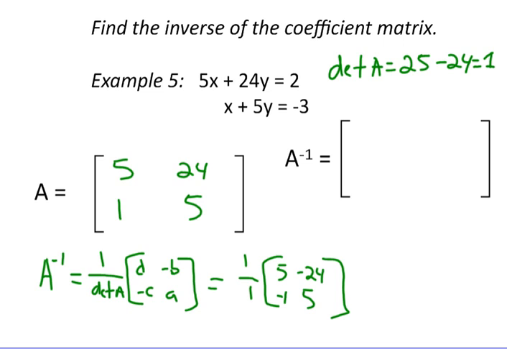So to finalize A inverse, we just take 1 times 5 is 5. 1 times negative 24 is negative 24. 1 times negative 1 is negative 1. 1 times 5 is 5. So that's the inverse of A. If we multiplied A times A inverse, we would get the identity. And if you can do it quickly, that's a good way to check to make sure you got the right answer.